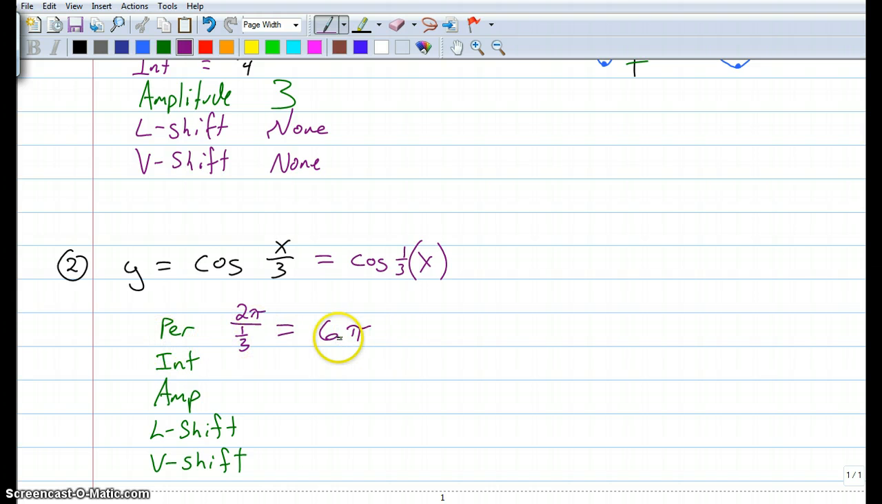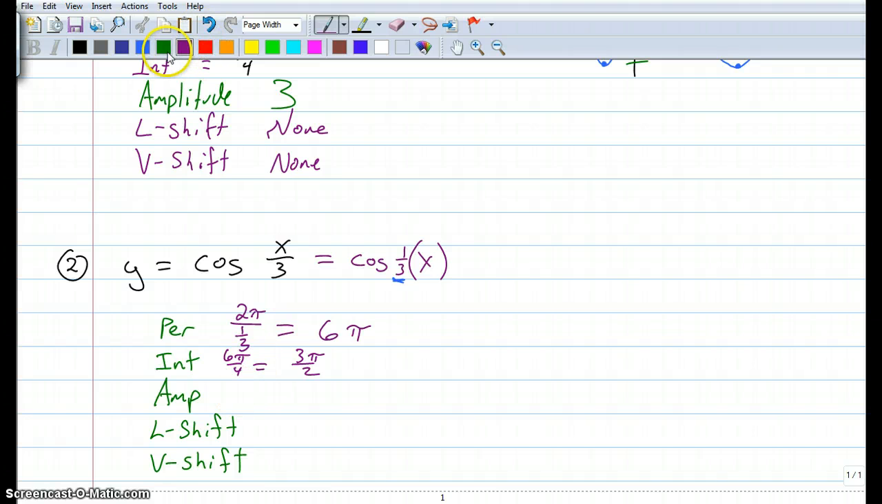Now, what does that mean? A period of 6 pi means it's going to do one complete cycle, but it's going to take 6 pi to do it. Normally, it takes 2 pi. But remember, this 1/3 says we're going around the circle 1/3 as fast. We're going to go slower. That's why it takes 6 pi to go all the way around. So if 6 pi is the period, divide that by 4. The interval is 6 pi fourths, which reduces to 3 pi halves.